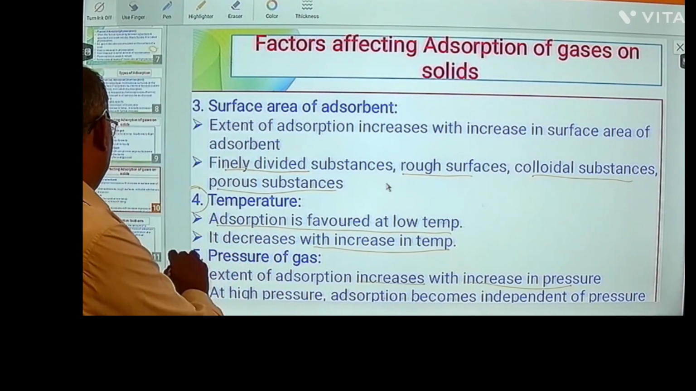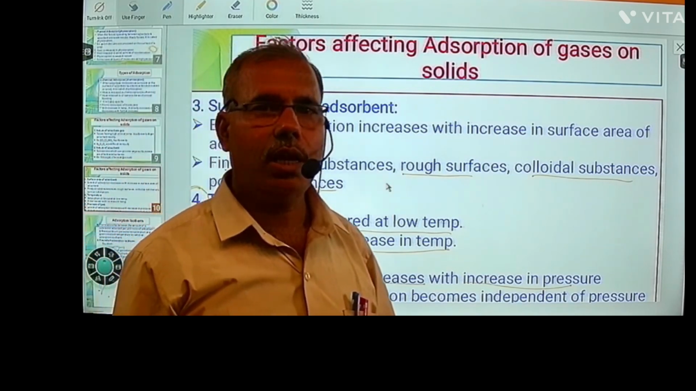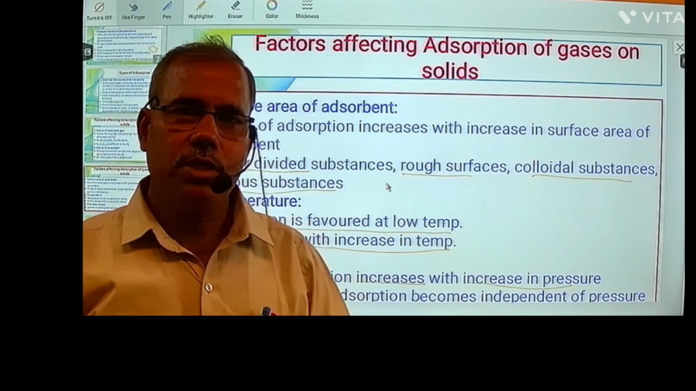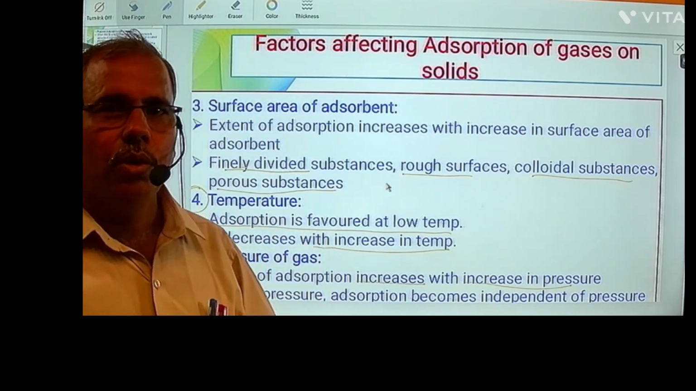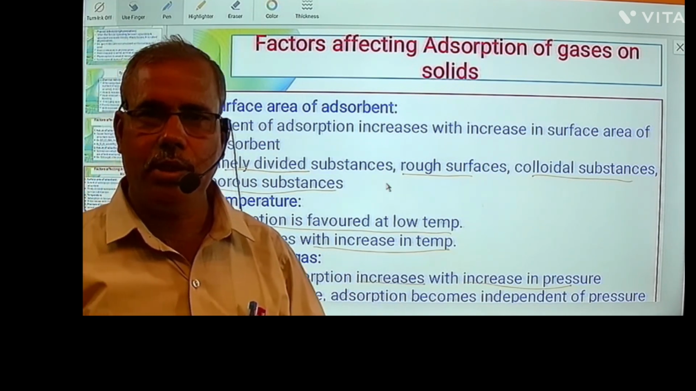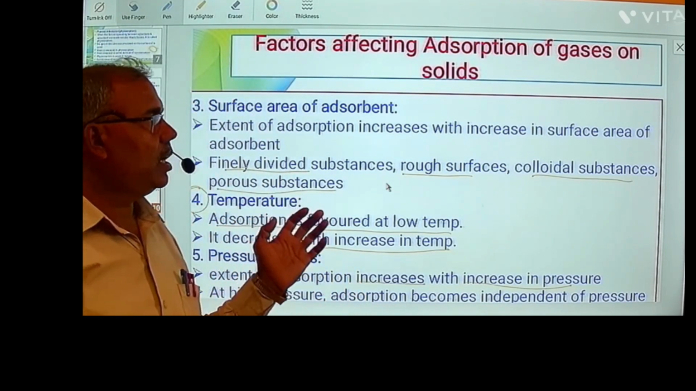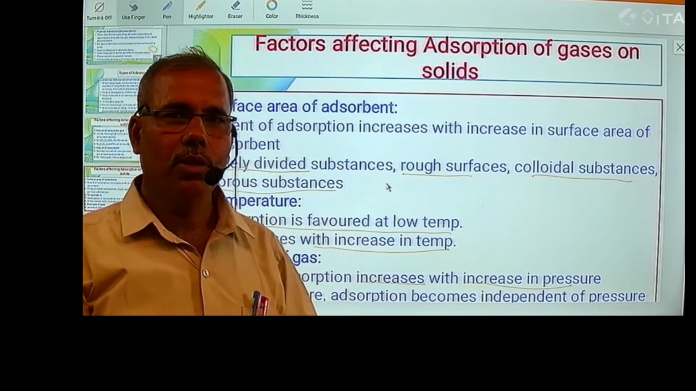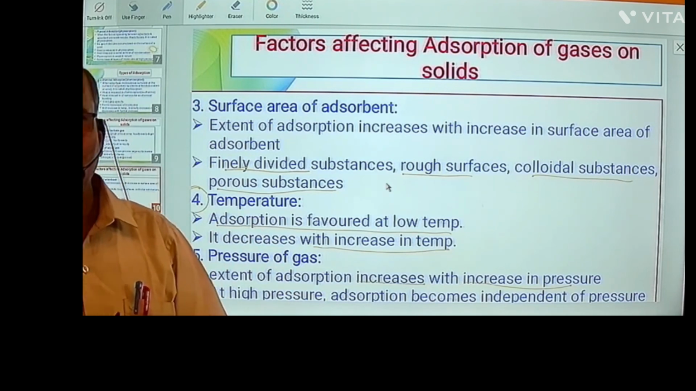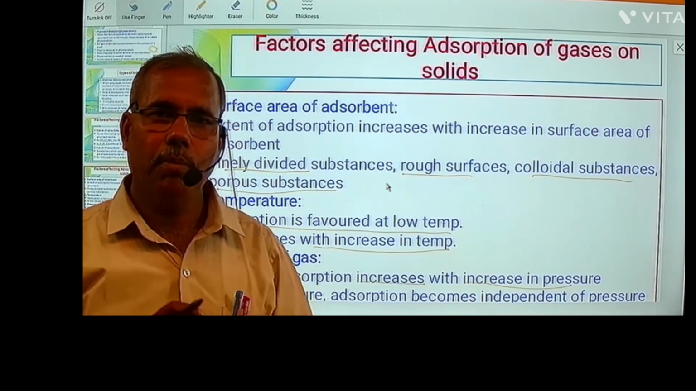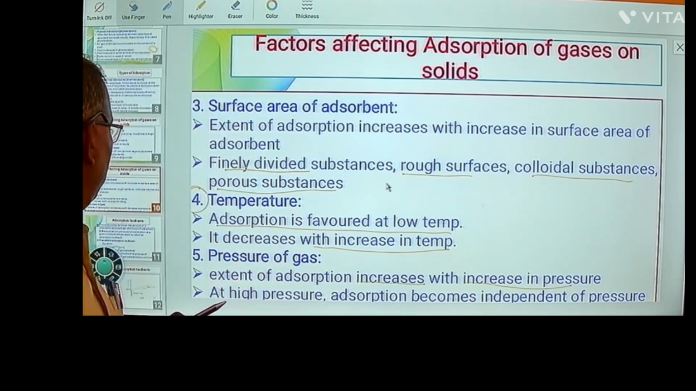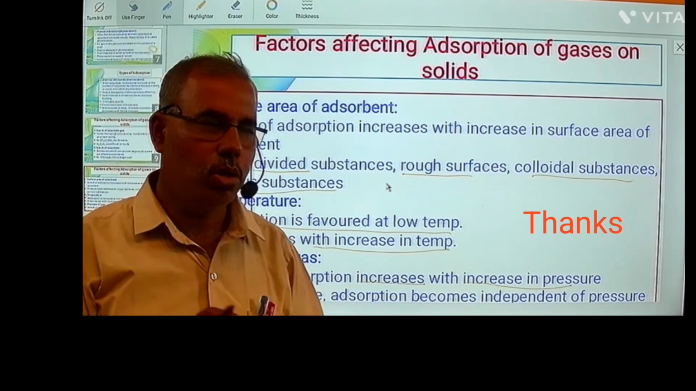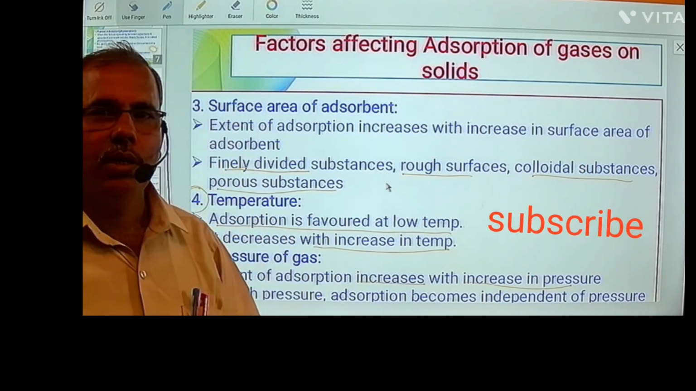So these are the factors which are affecting adsorption of gases on solids. So dear students, we studied in this video the types of adsorption, that is physisorption and chemisorption, and then factors affecting adsorption of the gases on the surface of the solids. In the upcoming videos, we are going to study very important topics in this chapter, that is adsorption isotherm and so on. The further topics we are going to study in the next video.